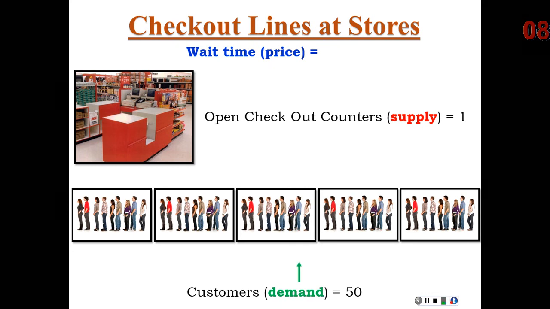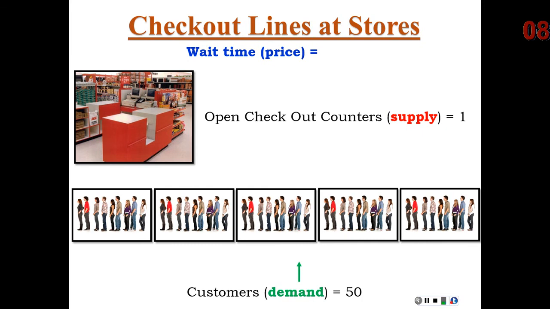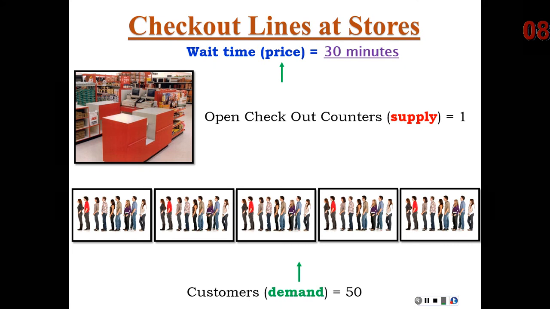Our demand increases. What's clearly going to happen to our wait time? Our price or our wait time will clearly go up. So whereas supply and price moved in opposite directions, as supply increased, the price decreased, demand and price move in the same direction. As demand increases, as the number of people in line increases, and supply stays the same, then our wait time or our price will increase, and vice versa.